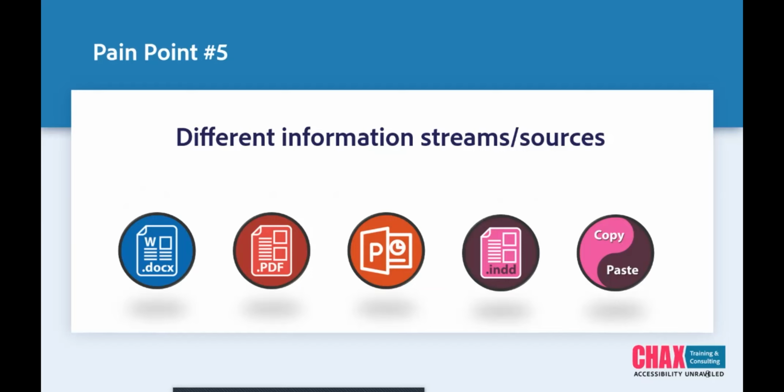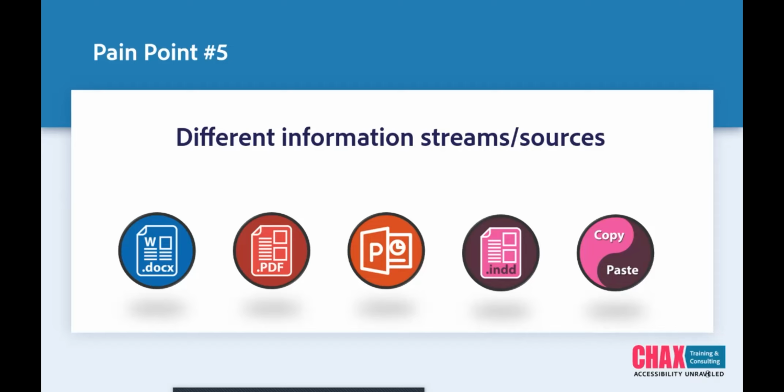Pain point number 5, different information from different streams and sources, right? We've listed a couple of them here. You can see that we've got Word, PDF, PowerPoint, InDesign. And to be fair, when it comes to source documents, really what we have to work with is Word, PowerPoint, and InDesign. Those are the applications, and again, they're flawed, don't get me wrong, but at the very least, they have implemented accessibility into the document to facilitate the creation of an accessible PDF file.